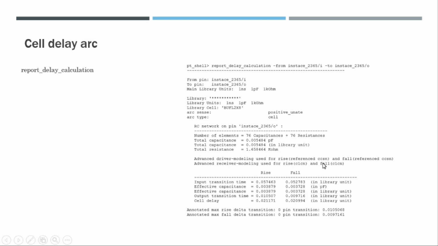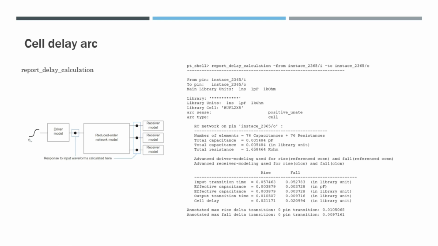All right, here it's saying that it is CCSN, and here it's saying C1CN. What are these things? To do the stage delay calculation, it does more accurately and efficiently using models. It will treat the driver and the receiver as models, right? So these models represent driver, RC network, and the capacitive load. So this is the driver, this is the RC network, and the capacitive loads will be here. There are multiple models such as NLDM, CCS, and other models, so that we can accurately estimate the delay.